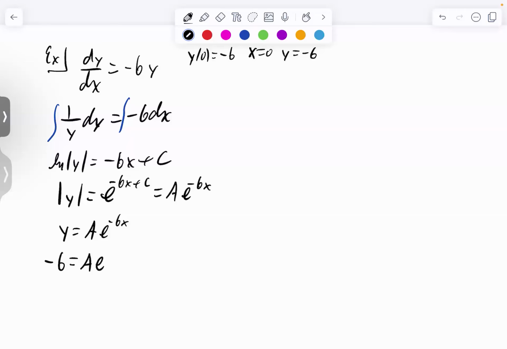e to the 0 power, again, is just 1. So this means that a is negative 6. So this is going to be y equals negative 6 e to the negative 6x. And there is my solution to my differential equation. That satisfies the initial condition given, meaning when x equals 0, y equals negative 6. So in that case, the absolute value gave us the negative version because our initial condition worked out that way.